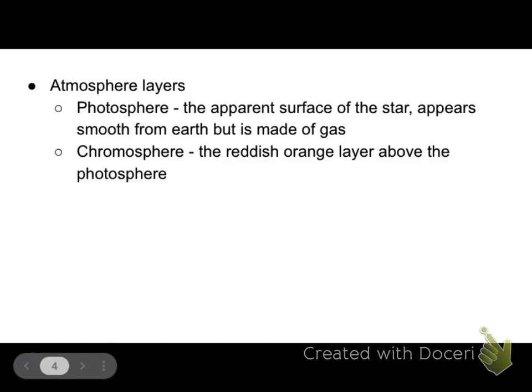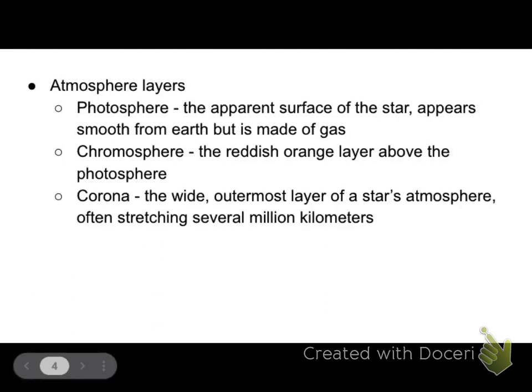Above the photosphere is this reddish-orange layer that we call the chromosphere. Not a lot of information related to what the chromosphere is. It's just a reddish-orange layer of gases that's immediately above the photosphere. Okay? And then outside of that is the corona.